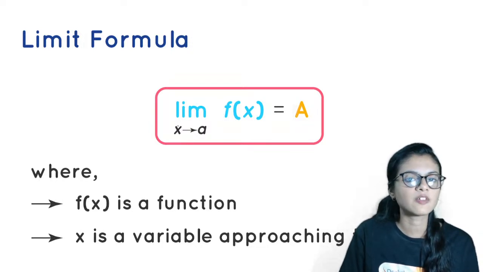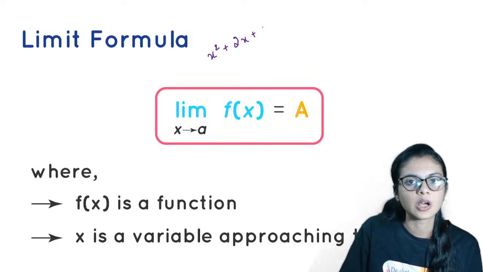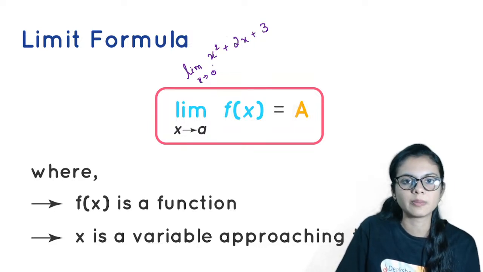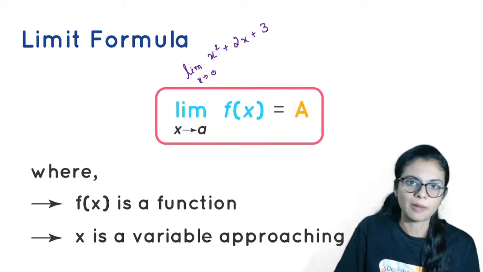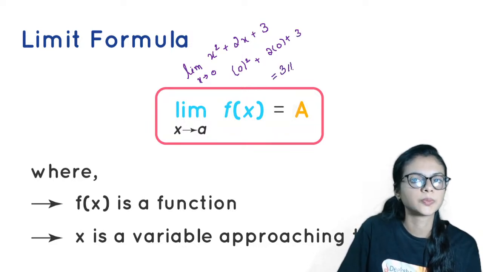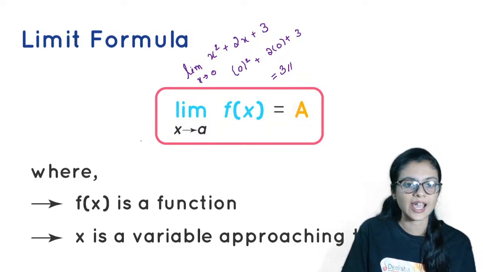You'll just apply the value where the number is approaching in the place of x in the function. If the function is x square plus 2x plus 3, let's consider, and the limit is x tending to 0, that means the direct calculation will be, in the place of x, you'll apply 0. So it is 0 square plus 2 into 0 plus 3. So the limit of the function is 3. Is it clear? This is how we calculate a direct limit.